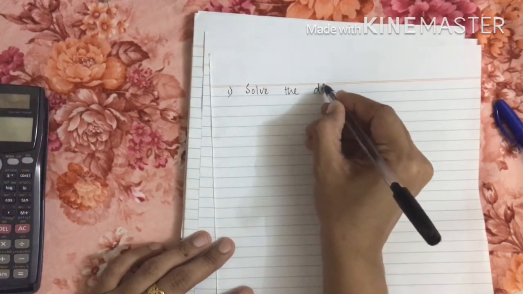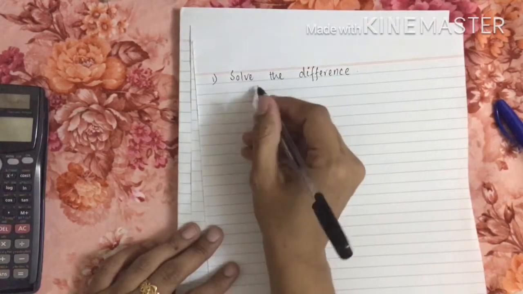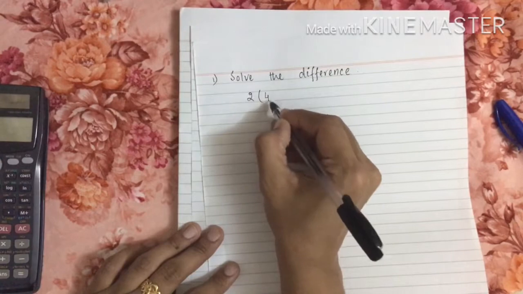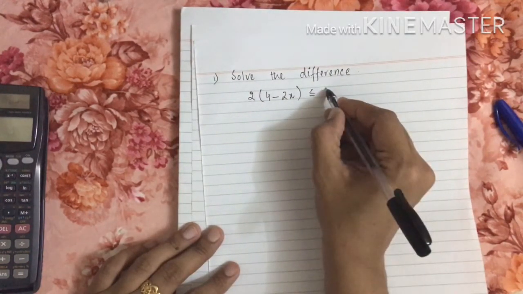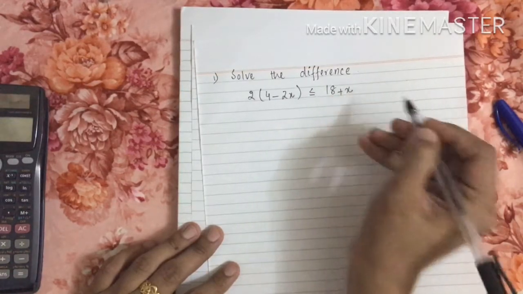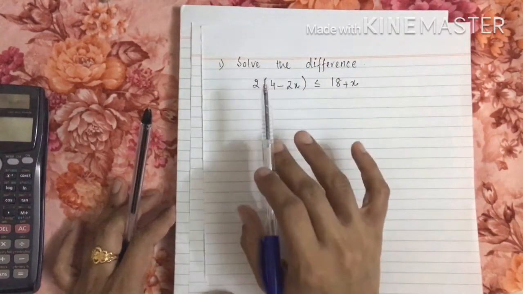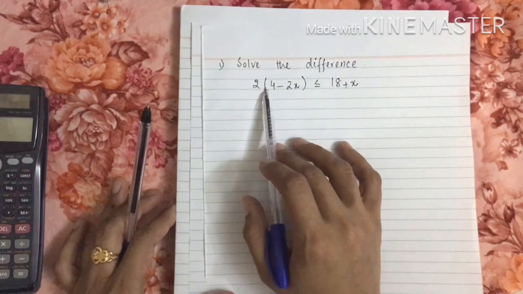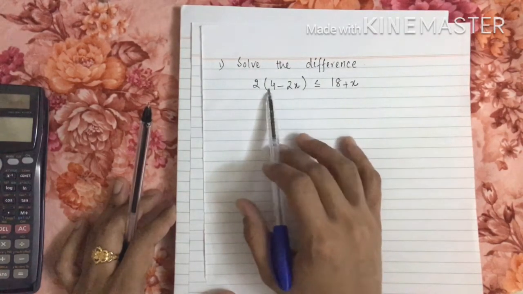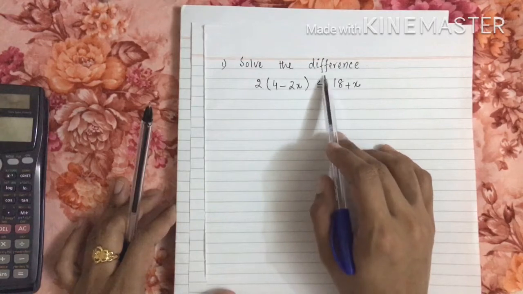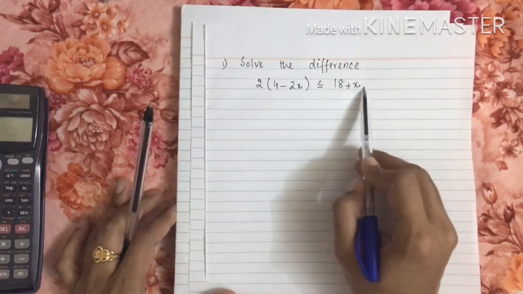the difference 2 into 4 minus 2x less than or equal to 18 plus x. Again I am repeating this question. When there is a bracket, we always say into. Into means multiplying. 2 is multiplying with both of these terms inside these brackets, okay? And this symbol shows less than or equal to 18 plus x.